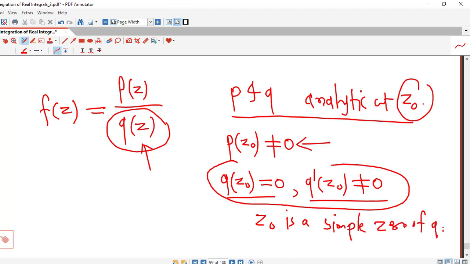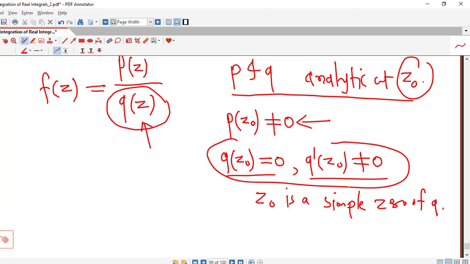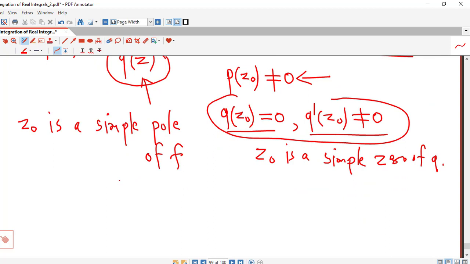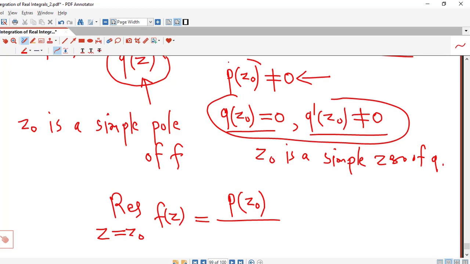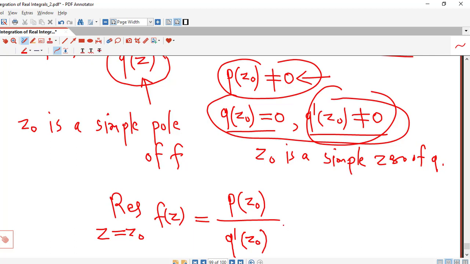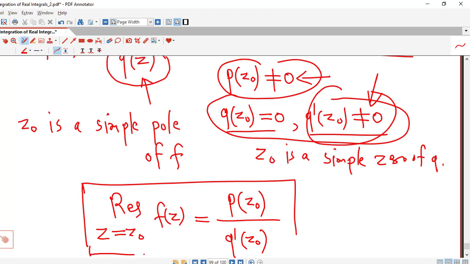of function q. So if these two conditions are satisfied, then z0 is a simple pole of function f and residue of f of z at z equal to z0 is given by value of function p at z0, which is non-zero, divided by value of first derivative of q at z0, which is also non-zero. So we are going to use this result to calculate residue in this problem.